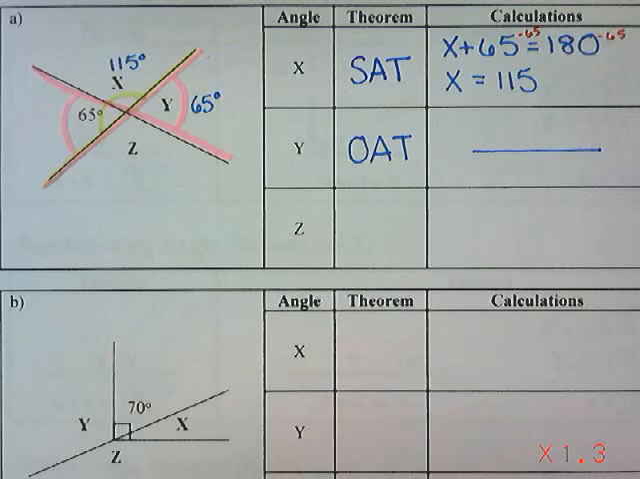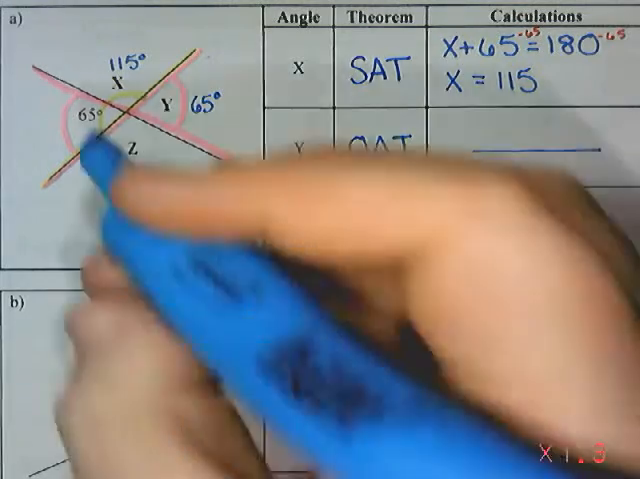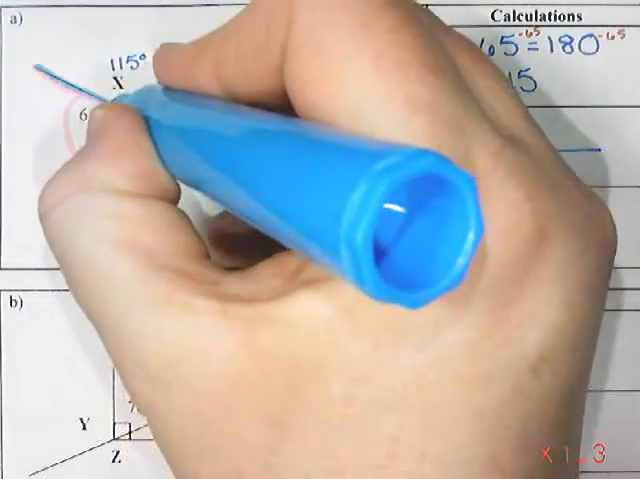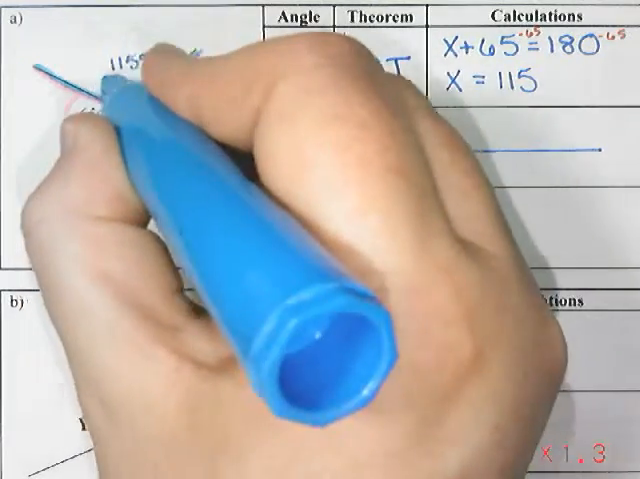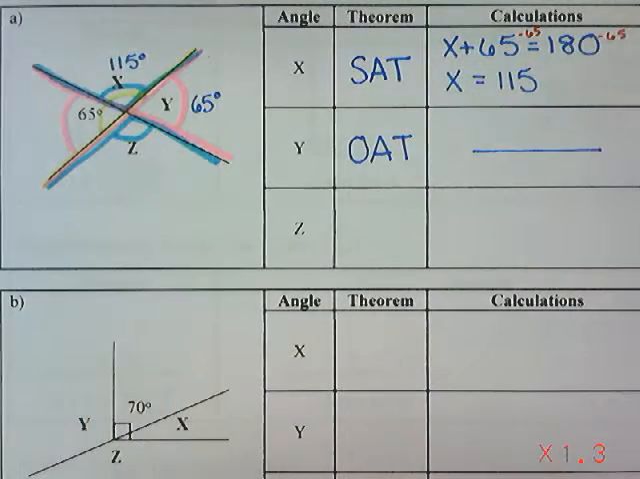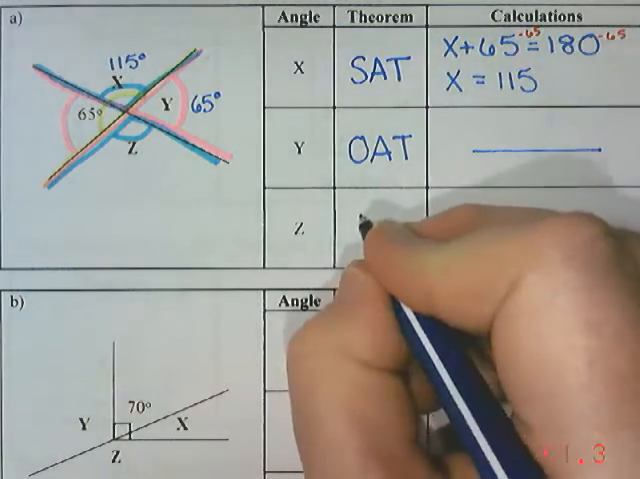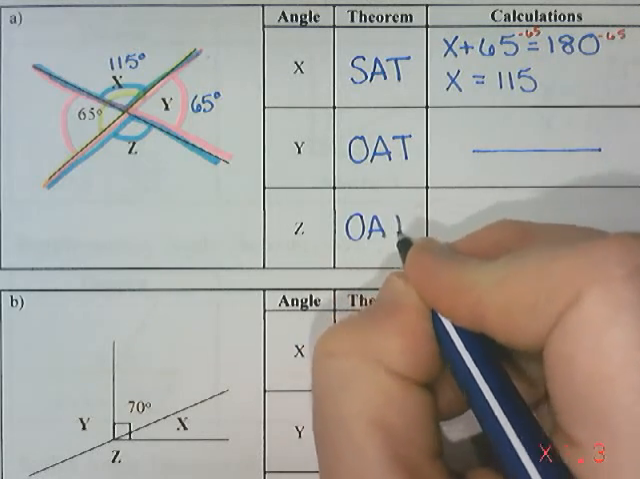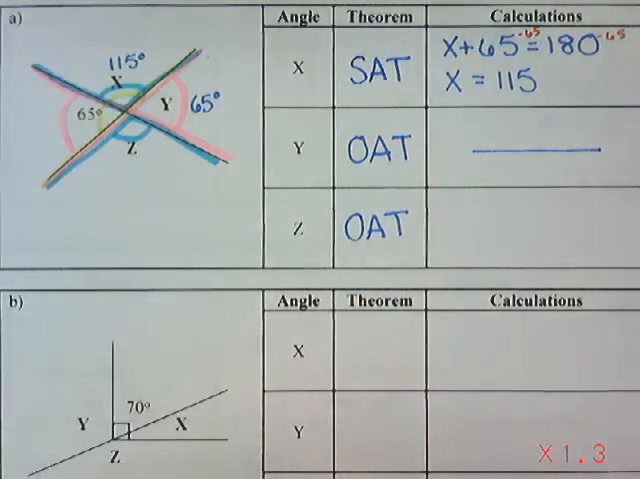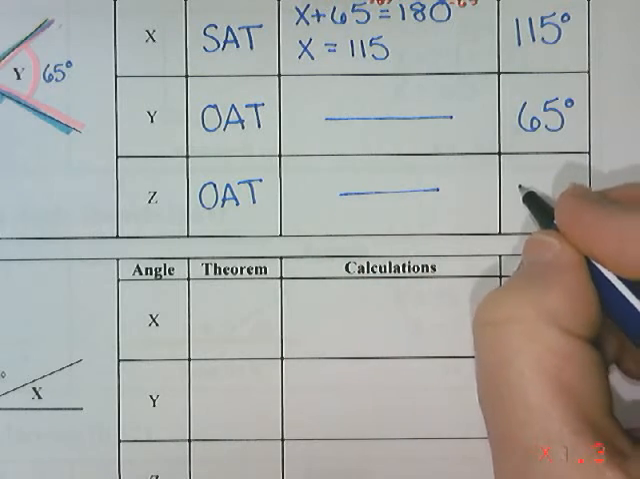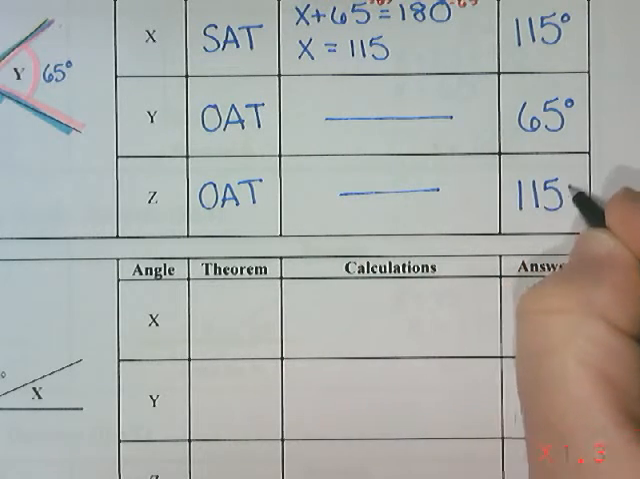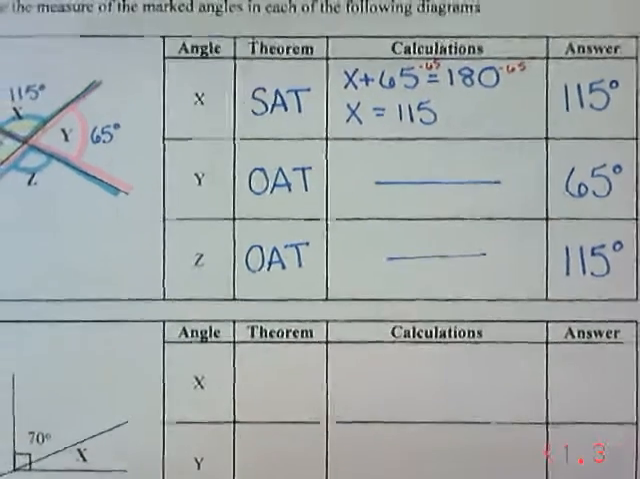Or I can use my favorite theorem, which is that this angle here and this angle here are the same because of OAT. And I think I'm going to pick that one because it requires the least amount of work. However, you could do the line, you could do the full circle, it is your choice. But you should hopefully end up with an answer of 115 degrees.